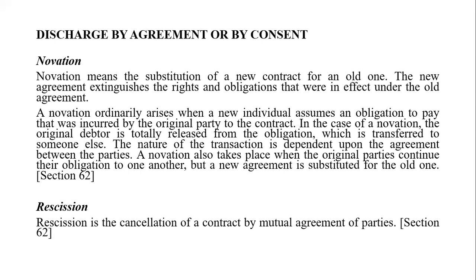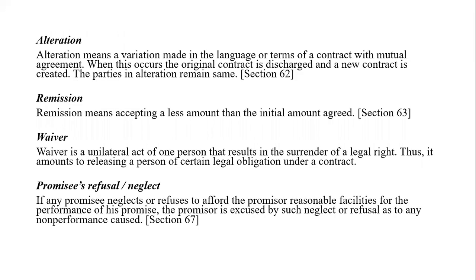According to section 62, the next one is rescission. It's a cancellation of a contract by mutual agreement of the parties. Like Mr. A promised B to sell and deliver 500 bales of cotton on 1st November at his godown, and B promised to pay for the goods on 1st December. If A does not supply the goods, B may rescind the contract because he has not received the goods. So, with mutual agreement, the parties may bring the contract to an end by rescission.